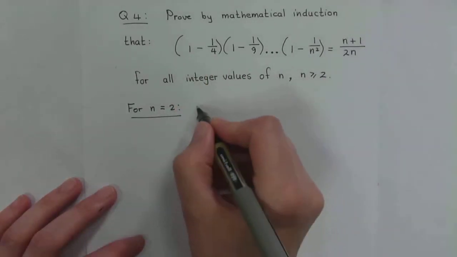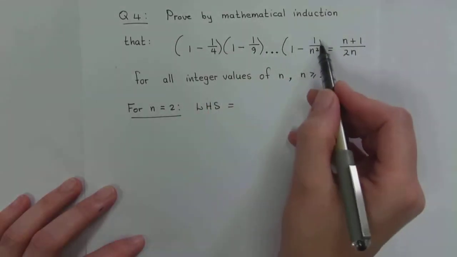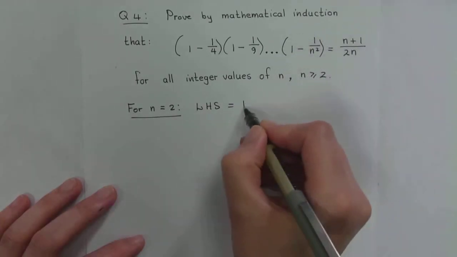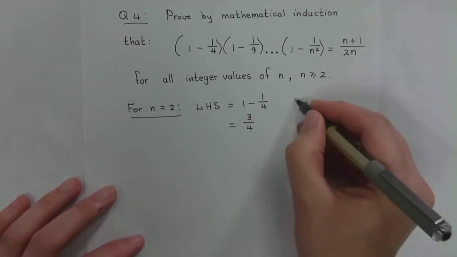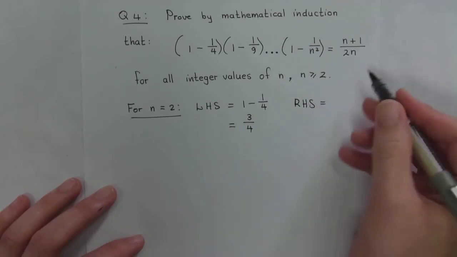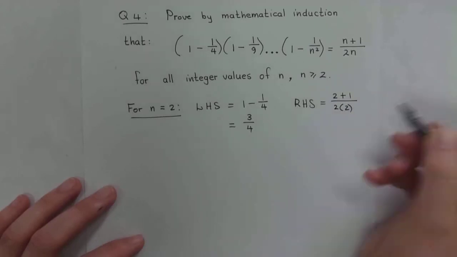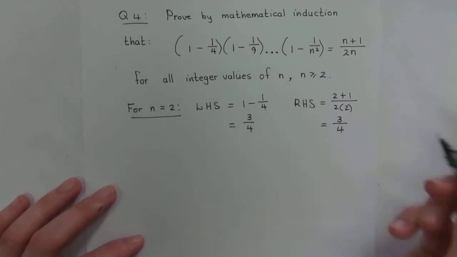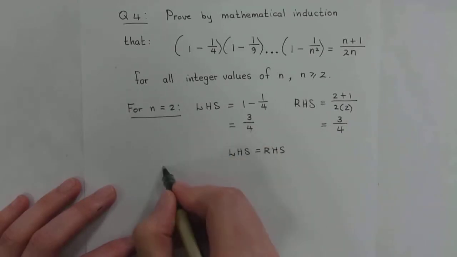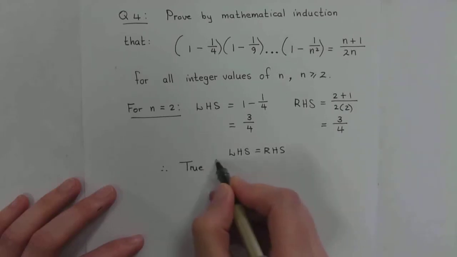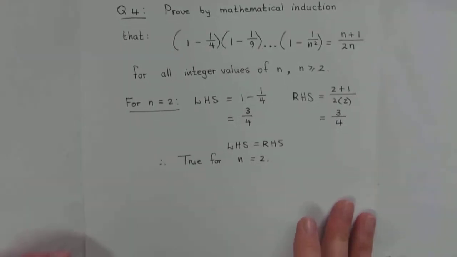So on the left-hand side, that means we're going to use that 1 minus a quarter, because 1 minus a quarter is what happens when you put 2 into this one. And that is going to give me 3 over 4. And then on the right-hand side, I'm going to have 2 subbing into that formula, so 2 plus 1 over 2 times 2, which is equal to 3 over 4, so 3 quarters. Yay. So left-hand side equal to right-hand side. Therefore, true for the first term, but careful, the first term is where n is equal to 2. Good, so that's my first step.